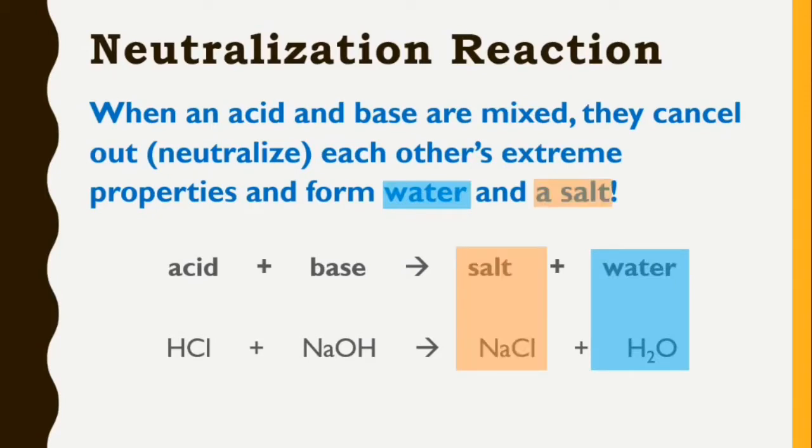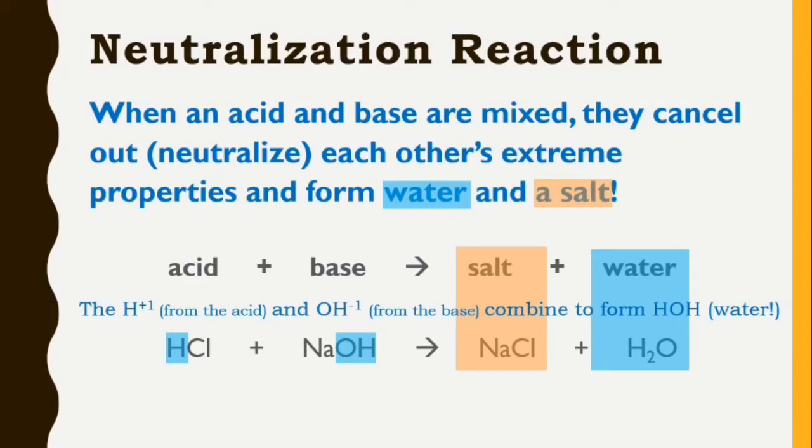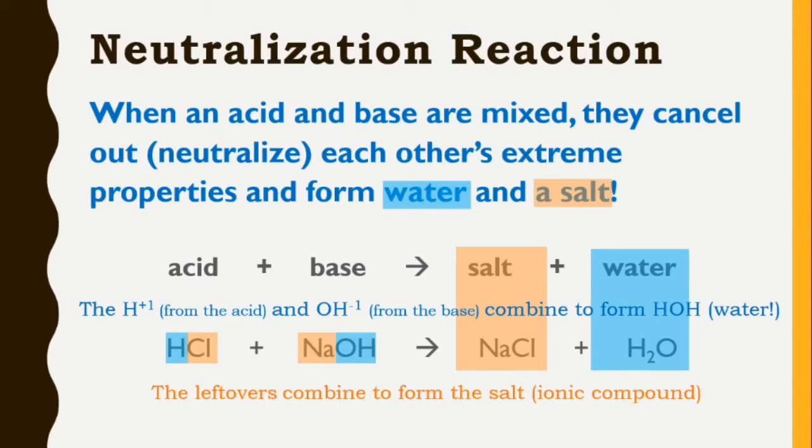Now, you might ask yourself how we always make these things. Well, when we're mixing an acid and a base, an acid is something that starts with an H and a base ends with OH. The H+ from the acid and that OH from the base come together to make that H2O. And then whatever is left over is going to come together to make the salt.